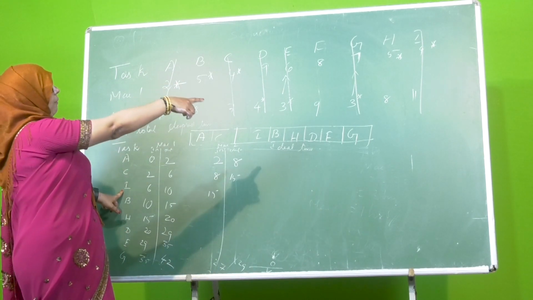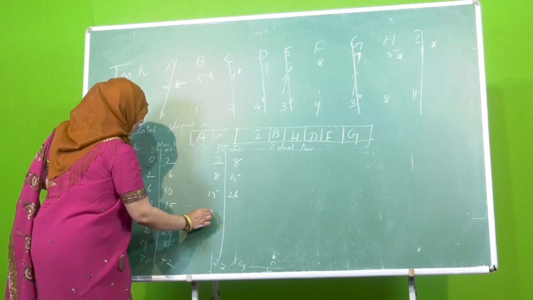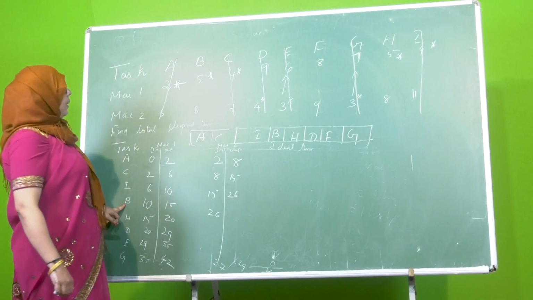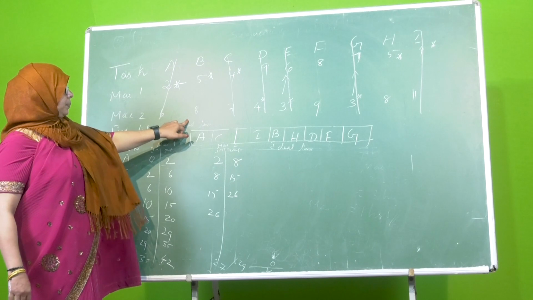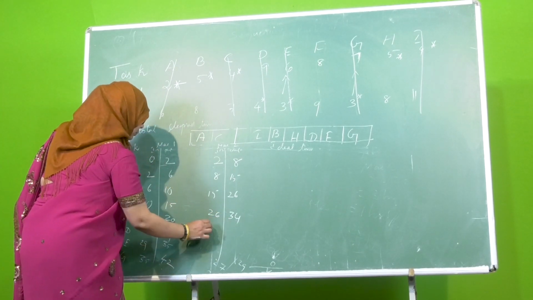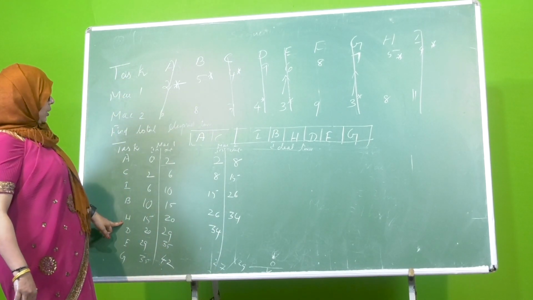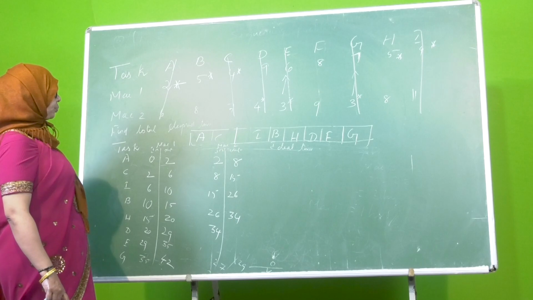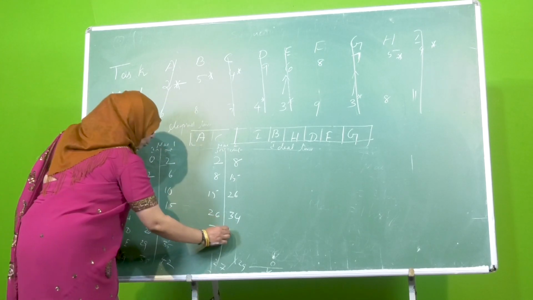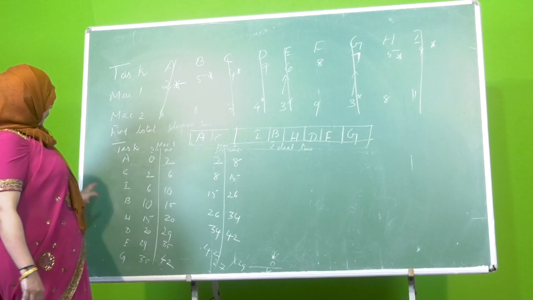I value is 11. So, 26. So, you have to write 26. B value is 8. That is 34. 34 is there. H, 8. That is 42. And 42 is there.